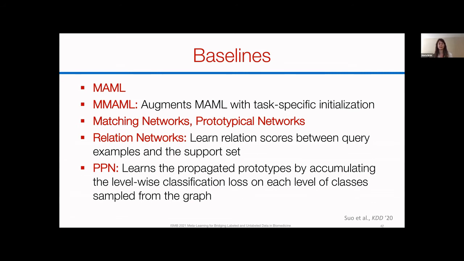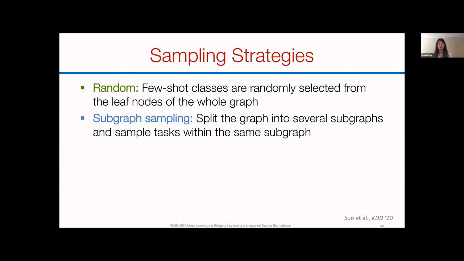So to evaluate the model's performance, tasks are generated using 2 different sampling strategies. The first one is random sampling, and the second one is subgraph sampling. The idea in random sampling is that the few-shot classes are randomly selected from the leaf nodes of the whole graph. While in subgraph sampling, the graph is divided into several subgraphs without overlapping target classes, and then each task is sampled from nodes within one subgraph. So which strategy leads to the harder task? The answer is subgraph sampling.